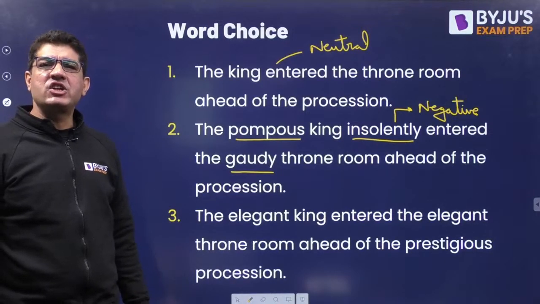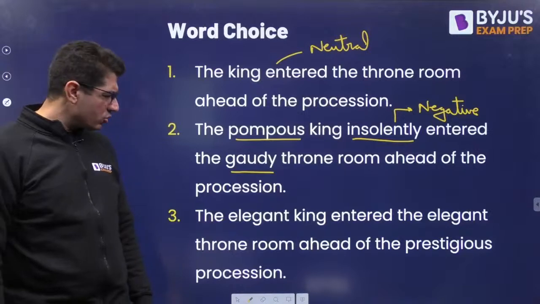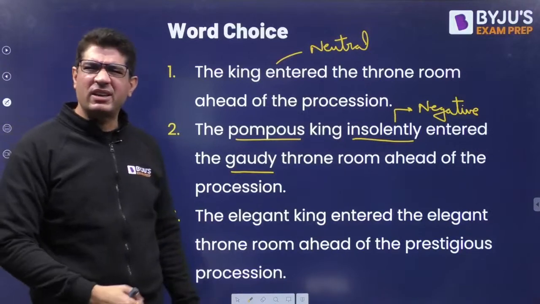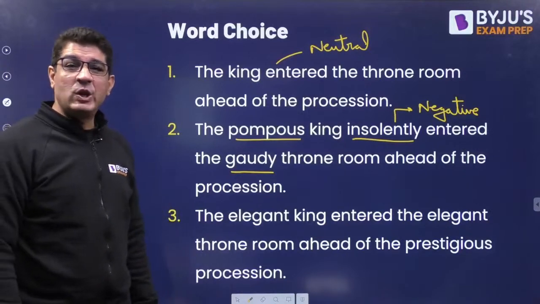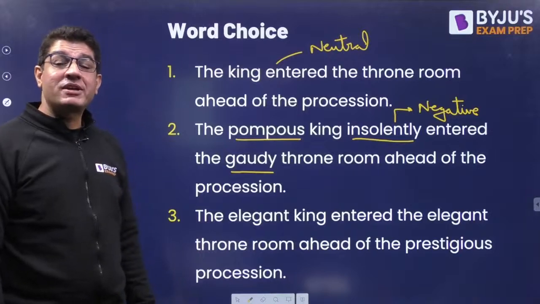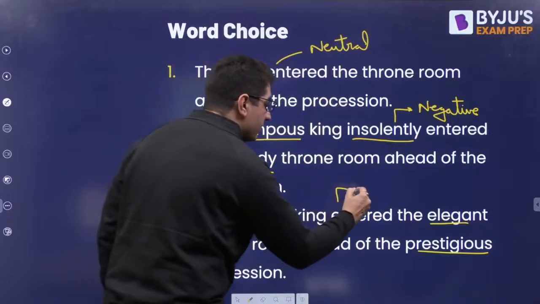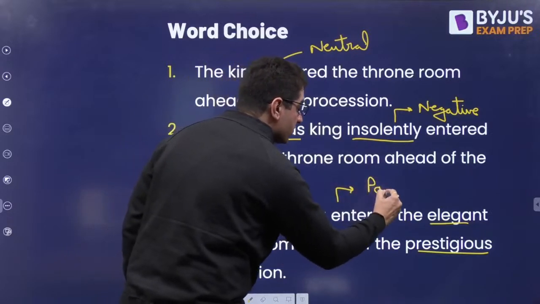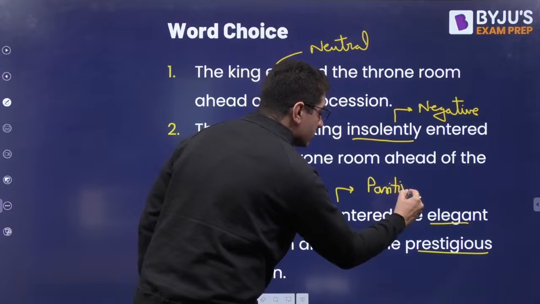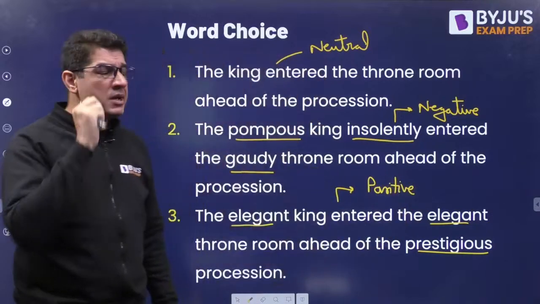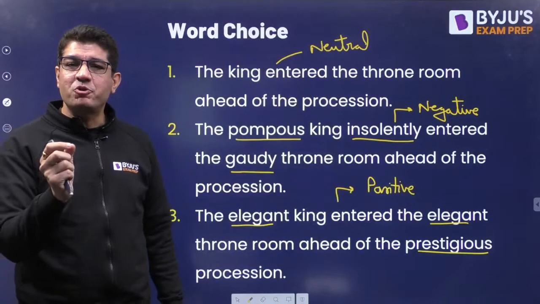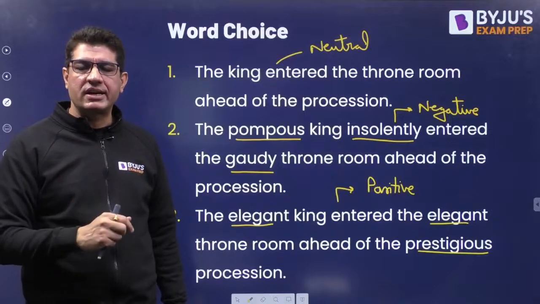How about the third sentence? The elegant king entered the elegant throne room. Oh, I ended up repeating the words. Okay, I think I needed to be a little more awake. Ahead of the prestigious procession. So now you notice the words that we are using are positive. So here the tone becomes positive. So that is word choice.